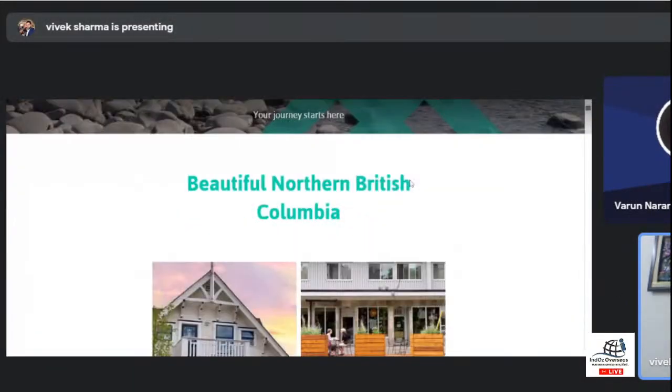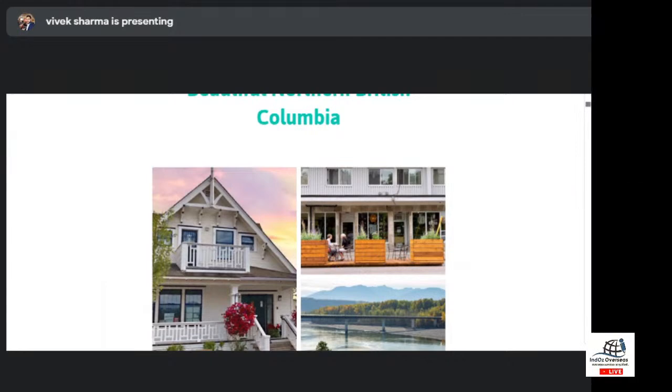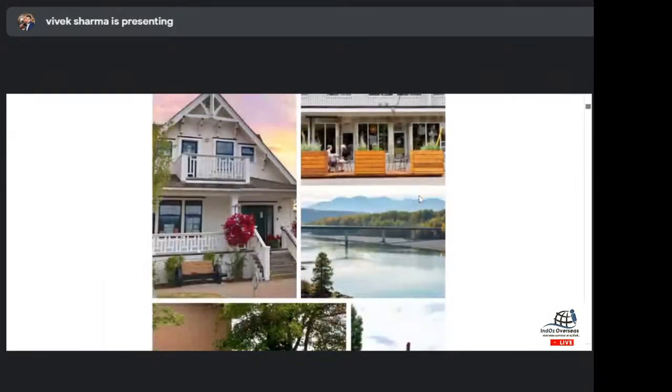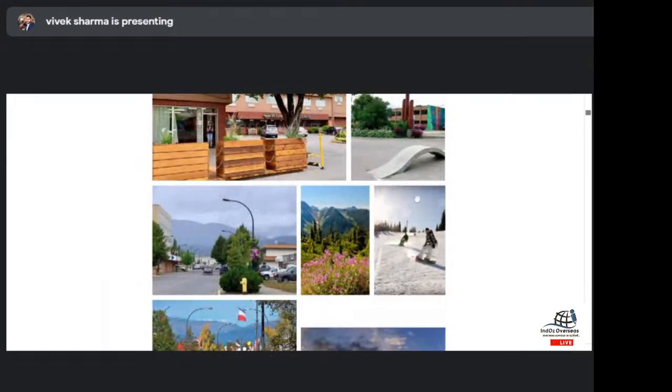If we talk about its location, it is located in the British Columbia province of Canada, basically in the northwest region of British Columbia. As you can see in the picture, this region is a very popular tourist destination because of its scenic beauty, like landscapes, mountains, waterfalls, rivers and a very big and beautiful coastline. As you can see in the pictures, the place is very beautiful. It is also known for its winter sports.